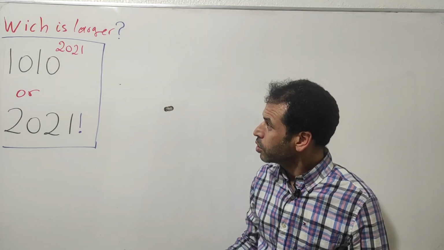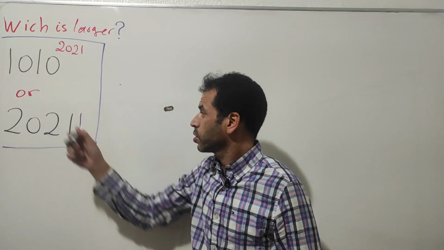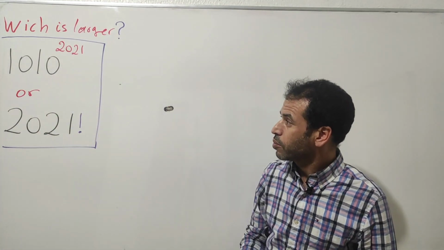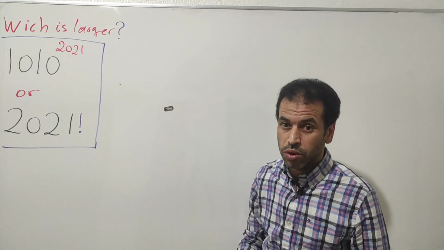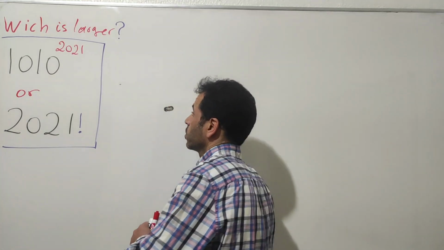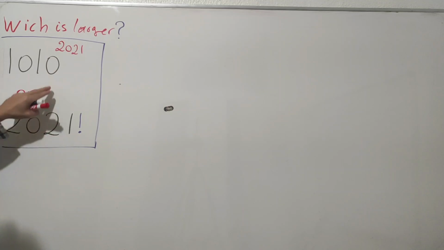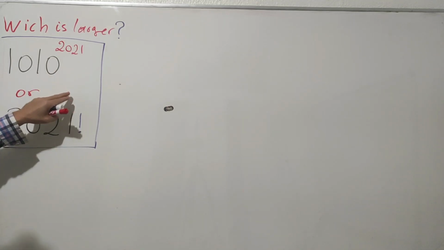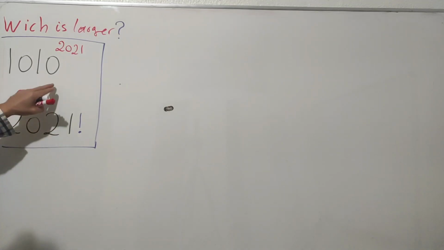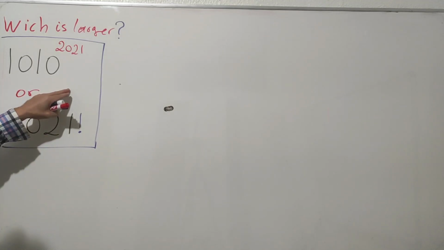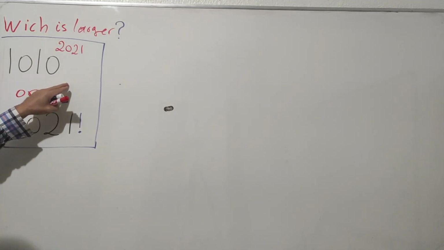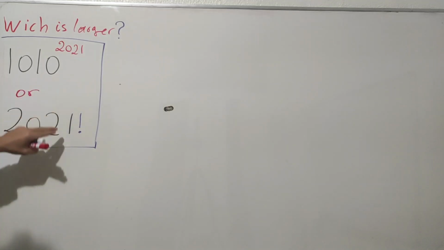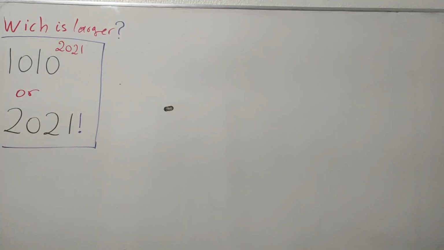There is a nice technique to compare these two numbers. I'm going to do this in two different ways. First, I'm going to put this number in the form of a fraction. If this fraction is strictly greater than number one, then this one is larger than this one. If the fraction is strictly less than number one, then this one is smaller than this one. This is the way we are going to do it.